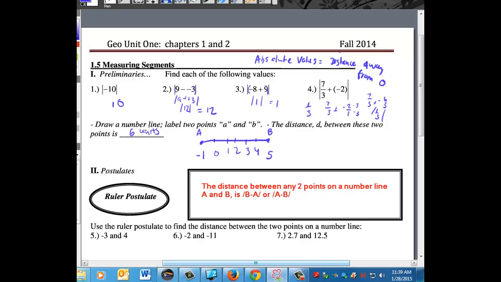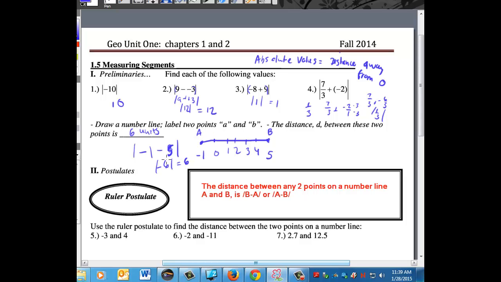However, I could have also started with the endpoint of A of negative 1, and then subtract that from the endpoint of B, which is 5, and then negative 1 minus 5 is negative 6. The absolute value of negative 6 is going to be positive 6.